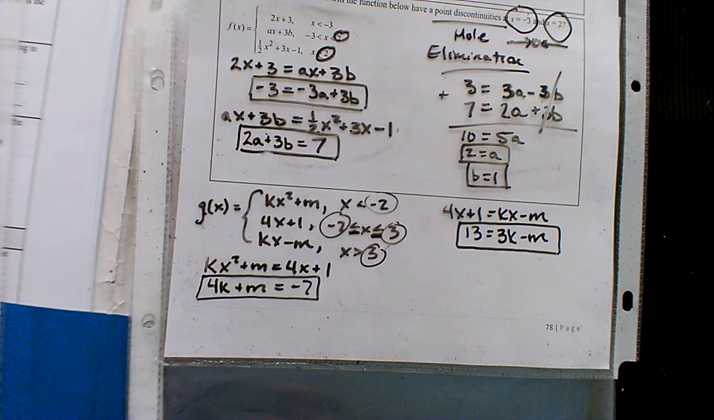All right, so now we have 2 equations with 2 variables. You should be able to utilize substitution or elimination, whichever one you prefer, to figure out what those values are. I want you to try it. See if you can figure out K and M. Any method you want.